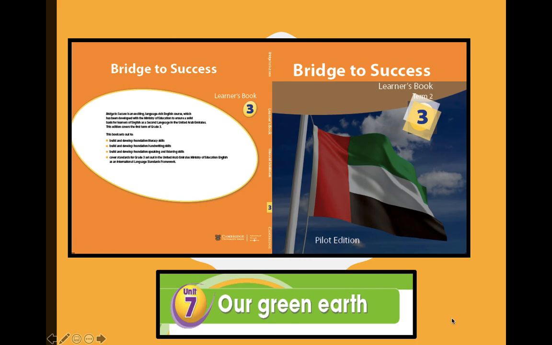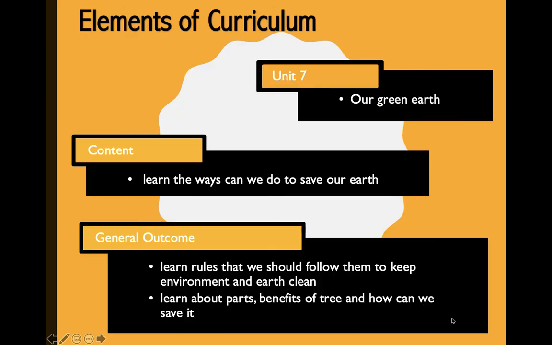Let's move. I will reflect on my teaching of 4 lessons, which were part of a unit of the grade 3 curriculum, Bridge to Success, volume 2, materials 2019 to 2020. This is their book, and the title of the unit is unit 7, Our Green Earth.